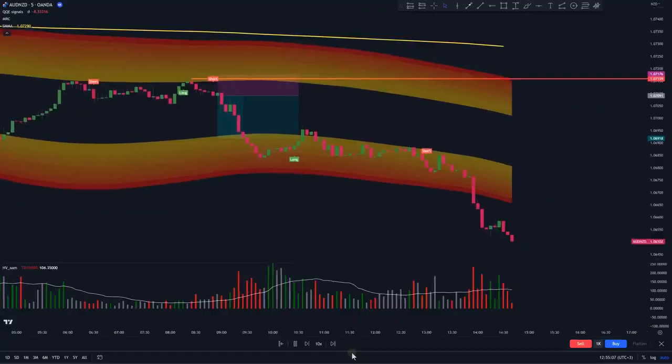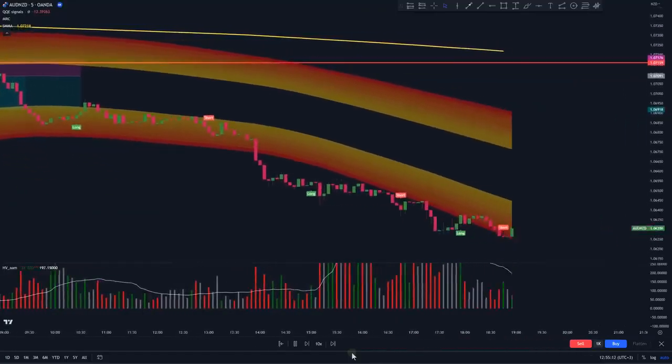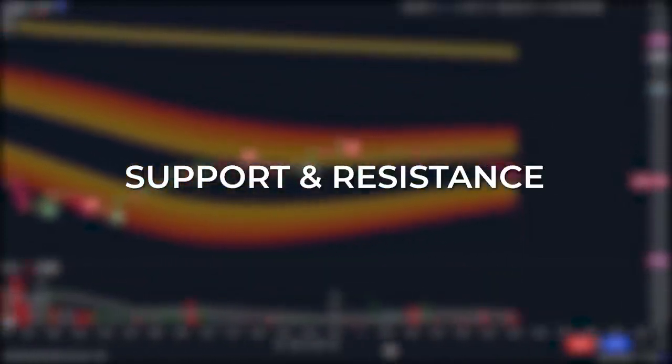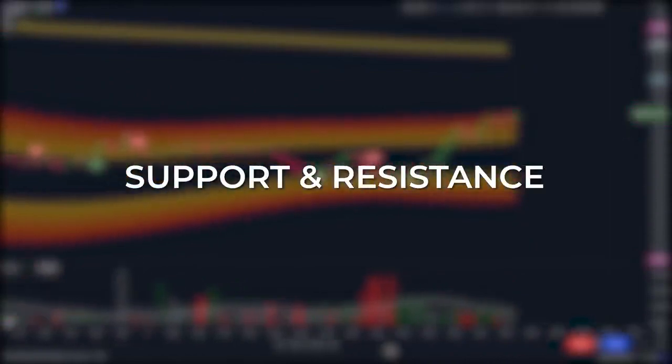This is just one of the many strategies that you can do using the mean reversion or MRC indicator. On top of this, you can even try adding things like price action, smart money concepts, or even support and resistance to make this strategy so much better.